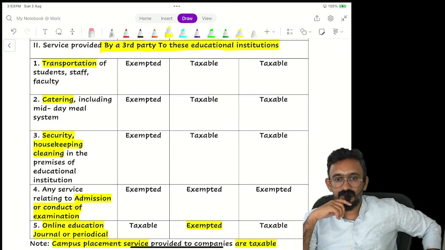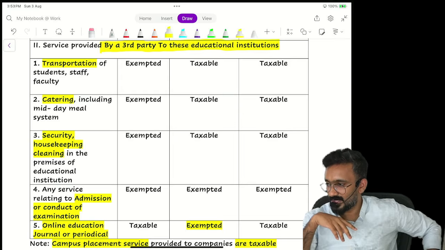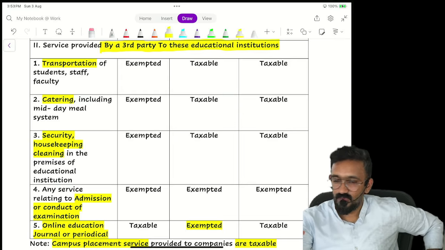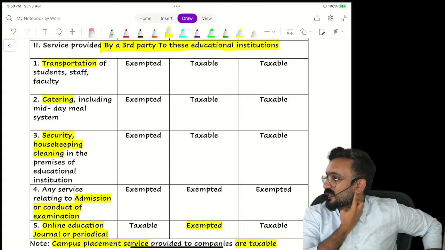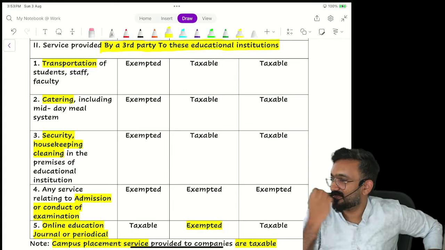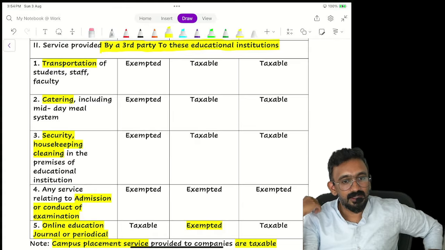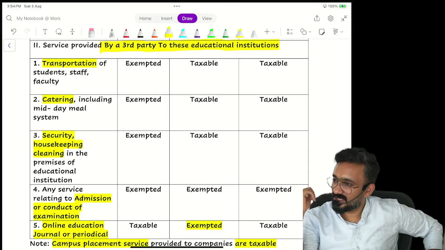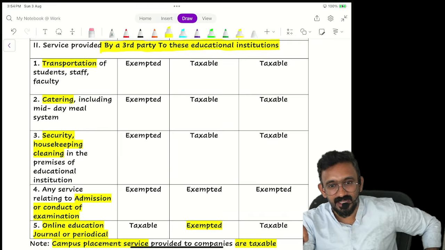A person had 3 school buses. The school buses were rented for 5 hours daily to the educational institution. Would it be taxable or exempt? Taxable. Why? It is not transportation, it is renting. What is exempt? Transportation. I explained to you the difference between transportation and renting.